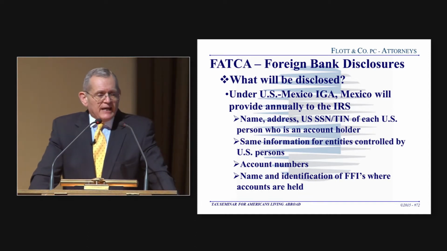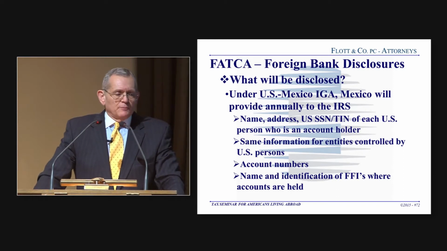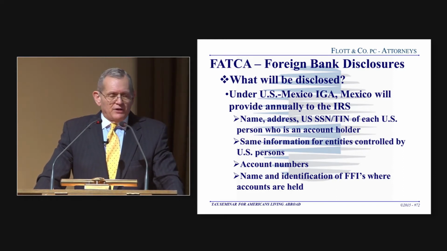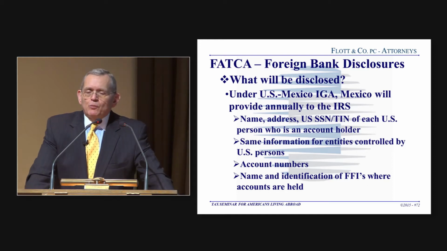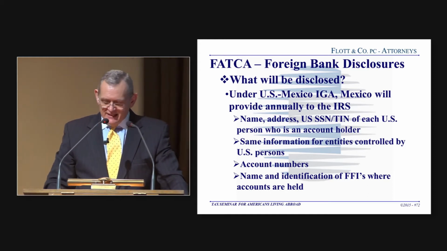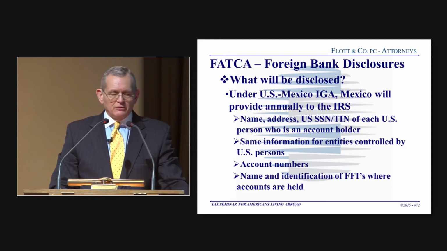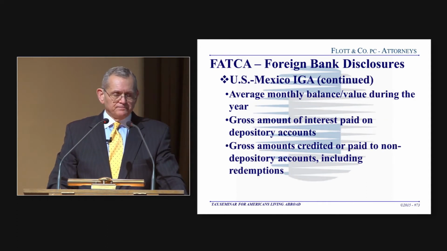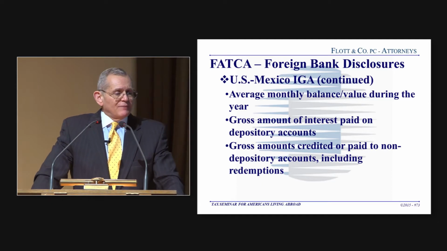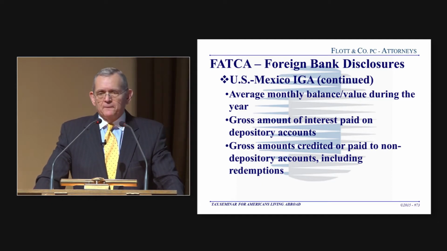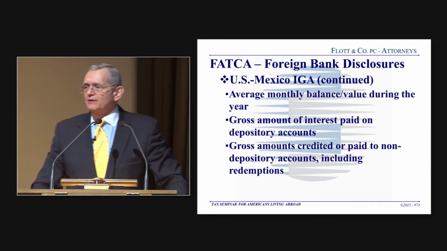Under the Mexican IGA, the Mexican government will annually provide to the IRS the name, address, U.S. Social Security number or tax identification number of each U.S. person who is an account holder. The same information will be provided for entities controlled by U.S. persons. It will provide account numbers, the name and identification of the FFIs, meaning the foreign financial institution, where the accounts are held, the average monthly balance and value during the year, the gross amount of interest paid on depository accounts, and the gross amounts credited or paid to non-depository accounts, including redemptions.